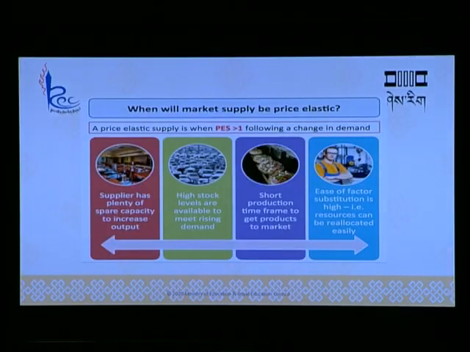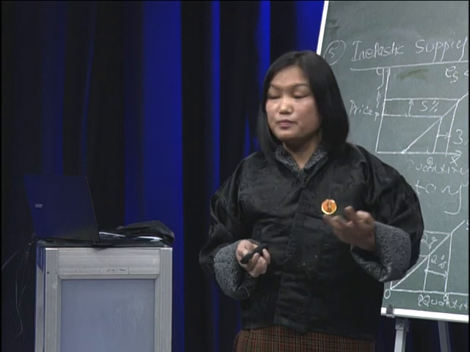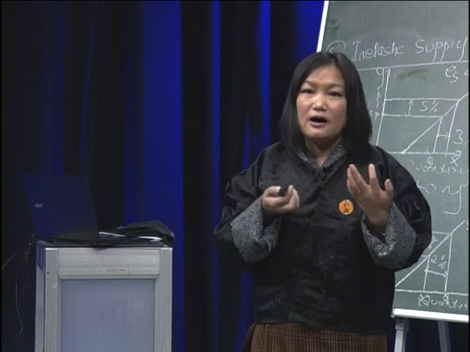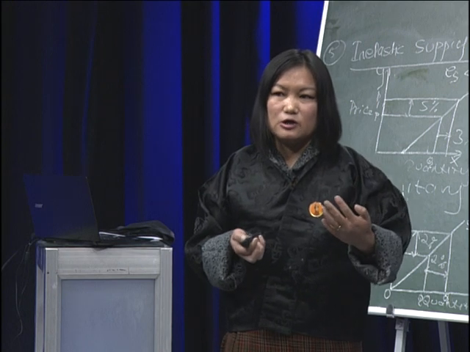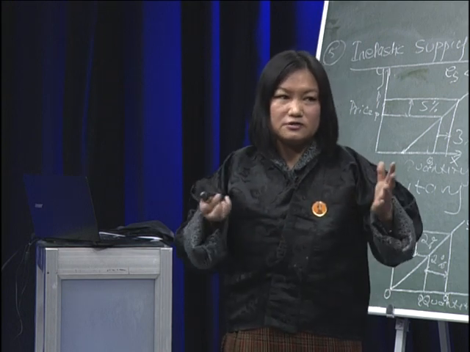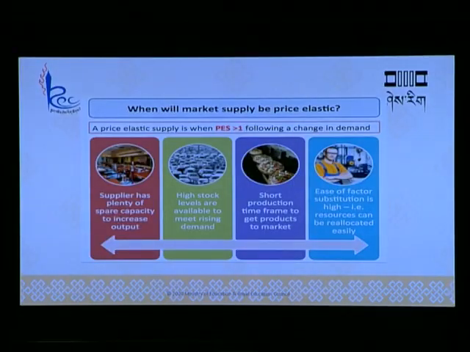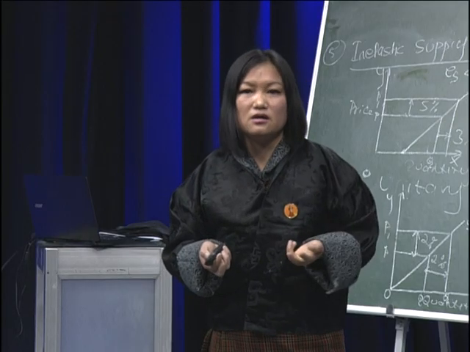Then in the next picture, you'll see that the suppliers will be willing to supply. That's maybe for a short period, if they already have a high stock available to be supplied in the market which is not supplied, but in case there is an increase in the price, they would be willing to supply, meaning that they already have a stock of goods with them. Then the third is a short production time frame to get goods produced in the market. Suppose, let's say, goods which do not require huge factors of production, for example, like a meal.